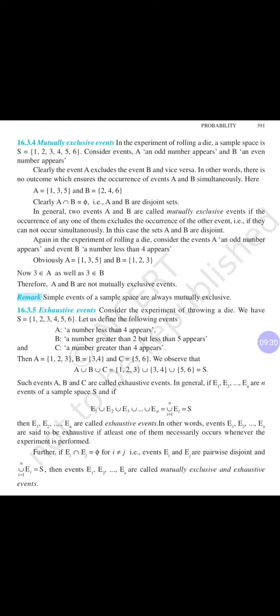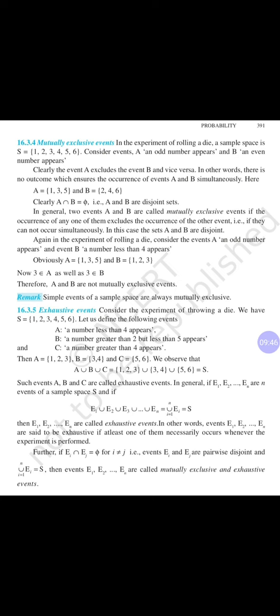Now in the downside, here we have A equal to 1, 3, 5 and B is equal to 1, 2, 3. Here we see that we have elements 1 and 3 common in both the sets, so these sets A and B will not be mutually exclusive.